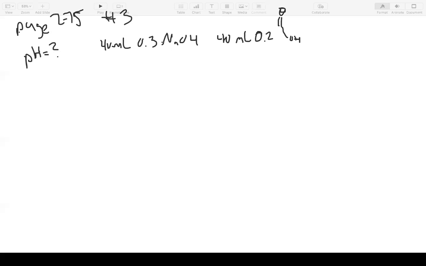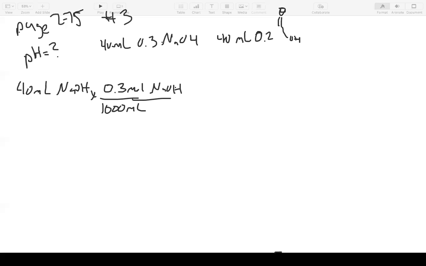So the first thing we're going to want to do is convert everything to moles. So if we have 40 mLs of NaOH, and we know that for every 1,000 milliliters, we have 0.3 moles of NaOH, that would be 0.012. So that would be how many moles we have of NaOH.